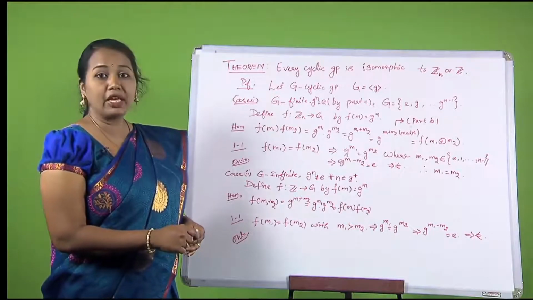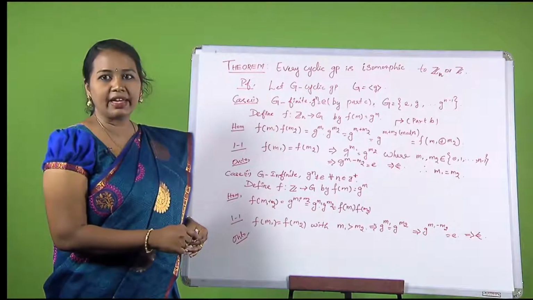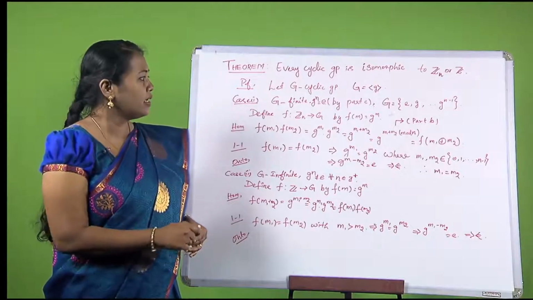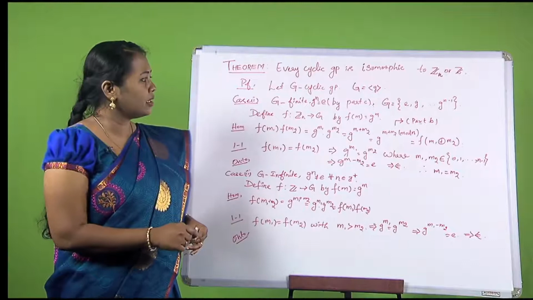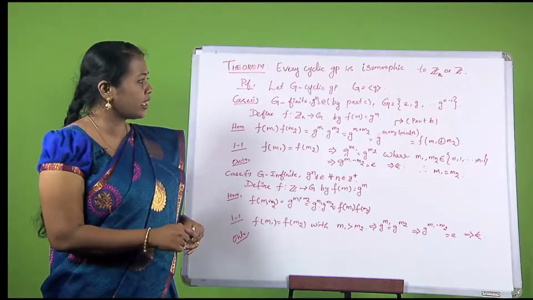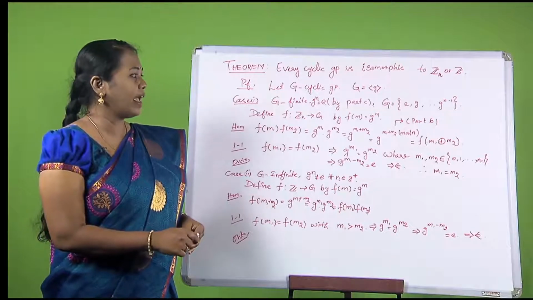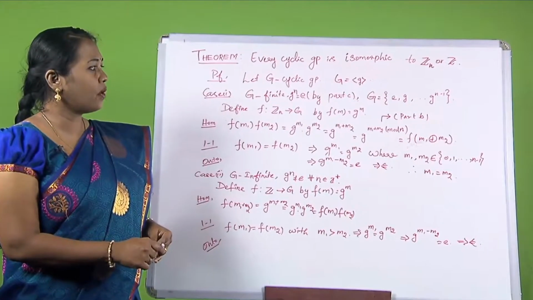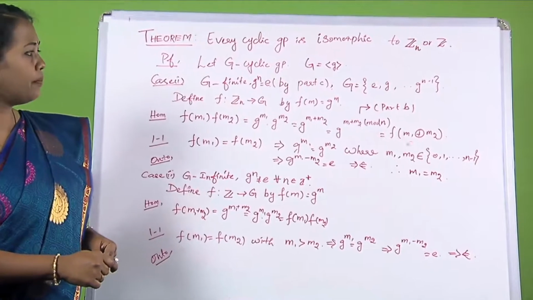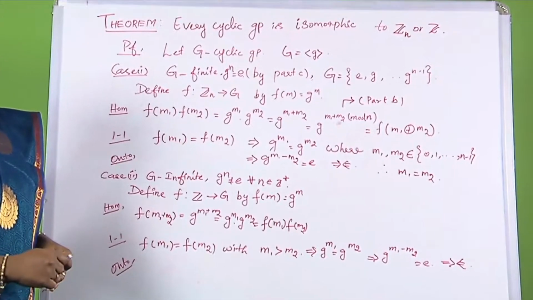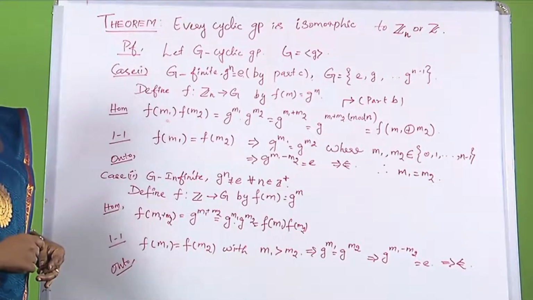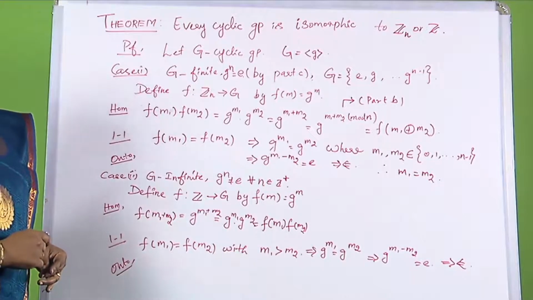From part B of the previous theorem on finite cyclic groups, we have already proved that there is a cyclic number involved, otherwise there will be a repetition. Therefore, it is g power m1 plus m2 mod n, and this is equal to f of m1 addition modulo m2. So from part B this is obvious, and therefore we have now proved that the homomorphism property holds.